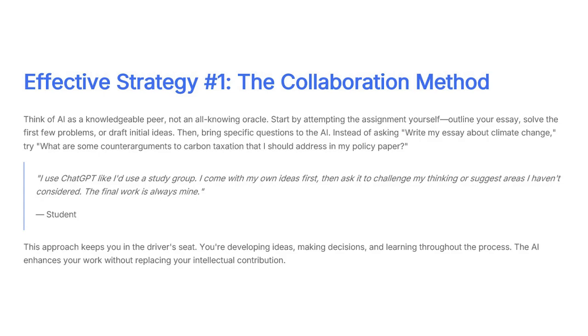So this is an effective strategy. Number one, the collaboration method. Think of AI as a knowledgeable peer, not an all-knowing oracle. Start by attempting the assignment yourself, right? Outline your essay, solve the first few problems, or draft initial ideas, then bring specific questions to the AI.